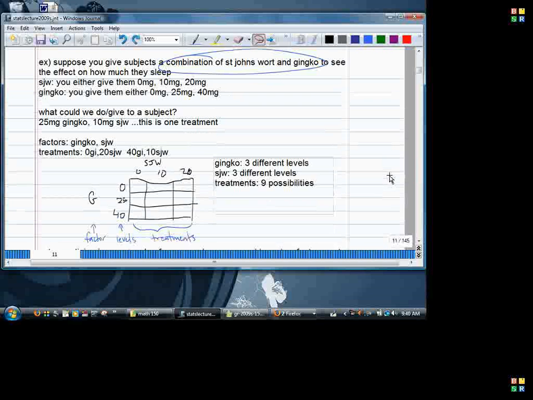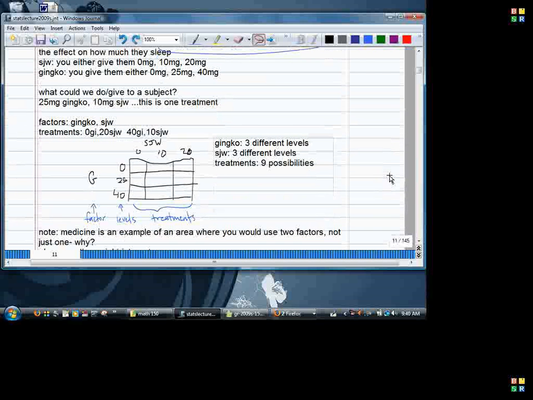So notice that as soon as you have, in this case we have 2 factors, as soon as you have more than 1 factor, you really do need to keep track of what's going on. It's not as straightforward. And medicine is a really good example of a field where you would use 2 factors, not just 1. Now, can you think of a common sense reason why that would be the case?